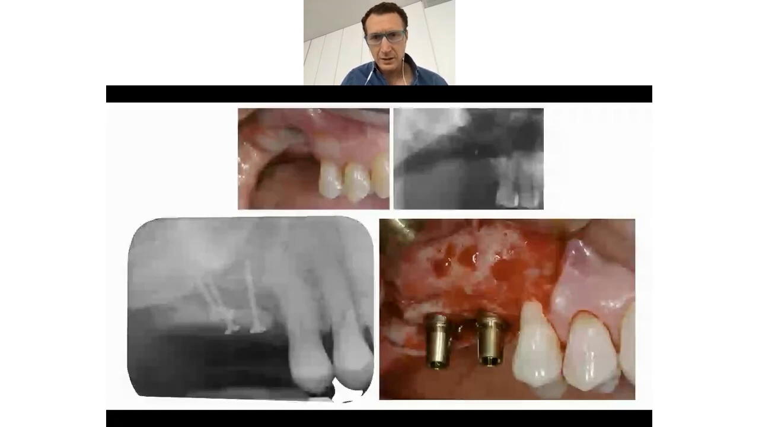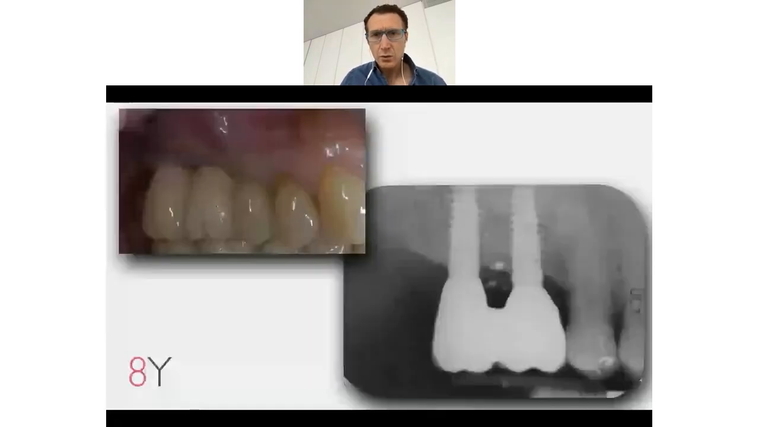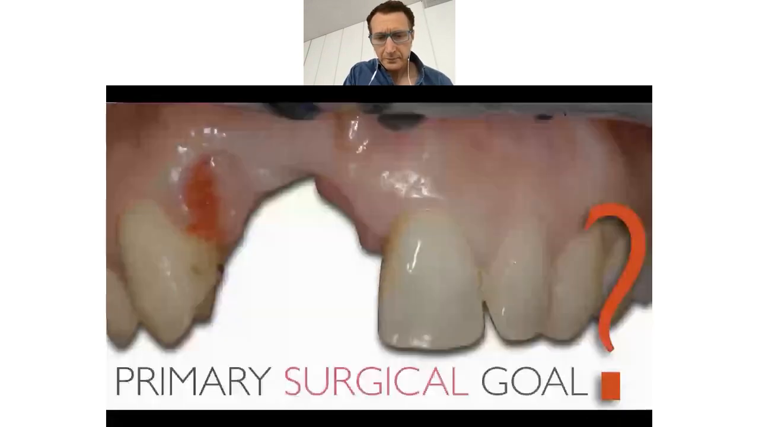So anytime we have bony peaks like this one, mesial and distal, they can be built up, very predictably. This is 4 months after the Khoury approach. This is 4 years, and this is after 8 years. Absolutely stable and a fantastic result. Very, very predictable.